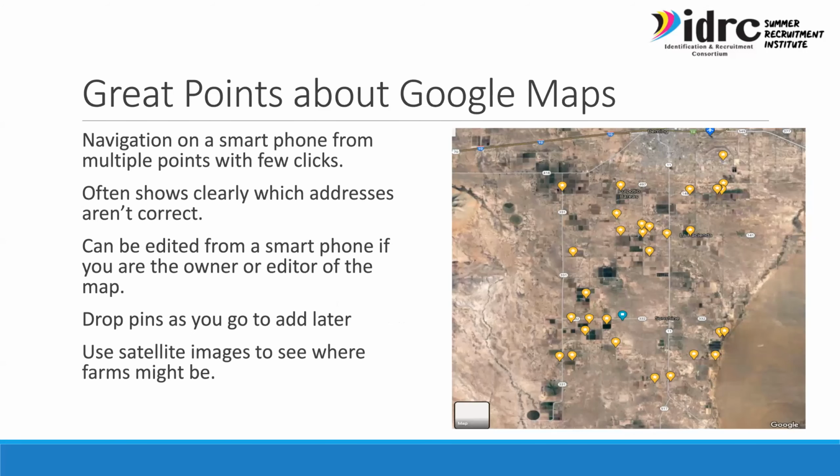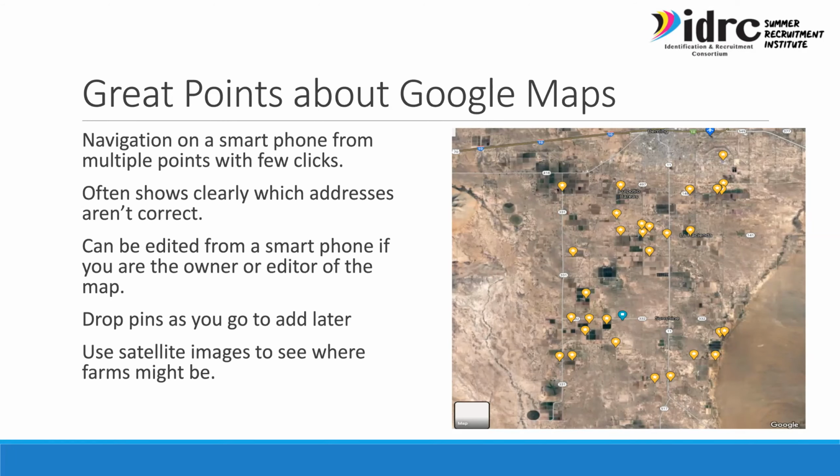Other cool things about Google Maps: I like to use the satellite view. You can look at the satellite view and see where particular places are. You can navigate from your smartphone with multiple points in a few clicks. You can click multiple places and say, hey, how far is Smart Dairy? How far is Baca Dairy? And be able to see, oh, this one's 2 miles away, this one's 4 miles away. Let me go first to the 2 mile one, and then let me swing around and get to the other one.